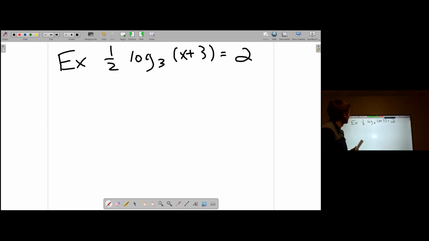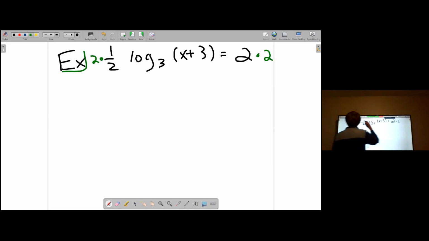Well, the goal here, like any algebraic equation, is we're trying to get at the x. So at some point, we're going to have to undo the logarithm. And that's where we need the inverse function to logarithms, which are exponentials. But before I can do that, I have to isolate the log. So let me first isolate the log by multiplying both sides times 2.